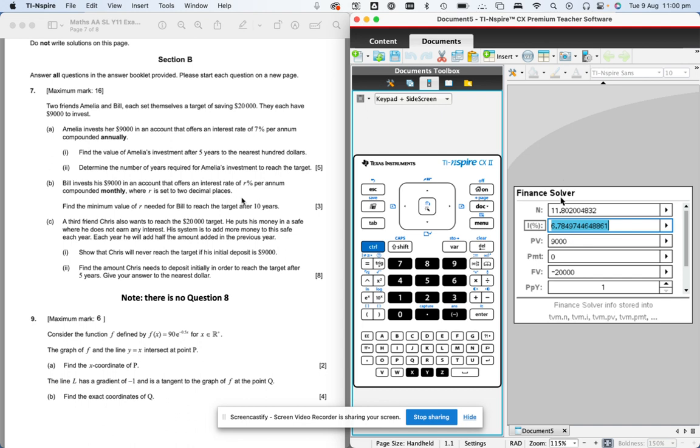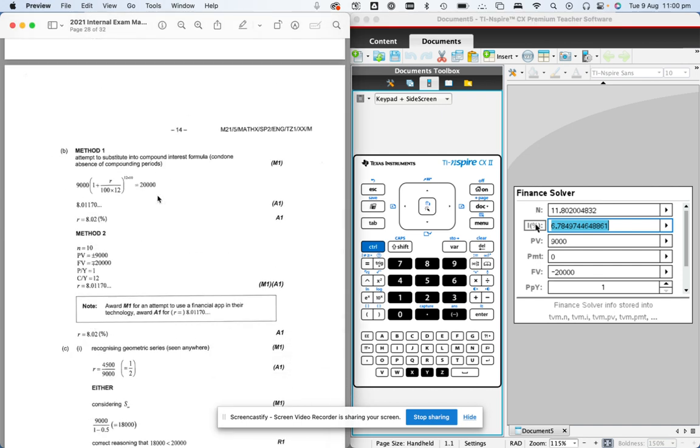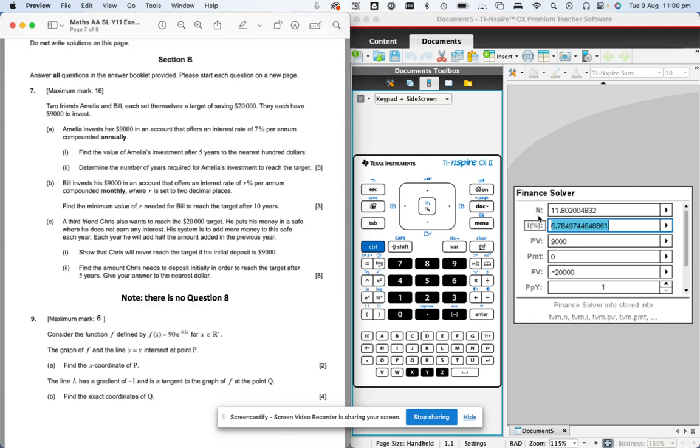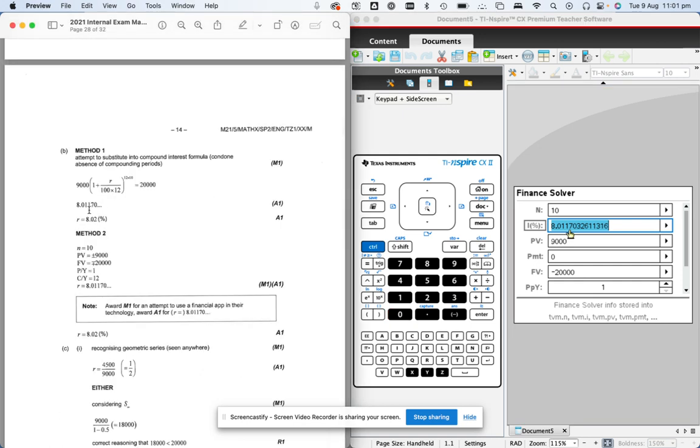6.7849. Does it say how many decimal places? R is set to 2 decimal places, so it should be 6.78. So look at the mark scheme, and we've got 8.02. What did I do wrong? Oh, I didn't change N. So N is supposed to be 10 years, and now we'll work out the interest rate, and it's 8 point. Now it says 8.0117 here, and I'm not too sure why it says 8.02.